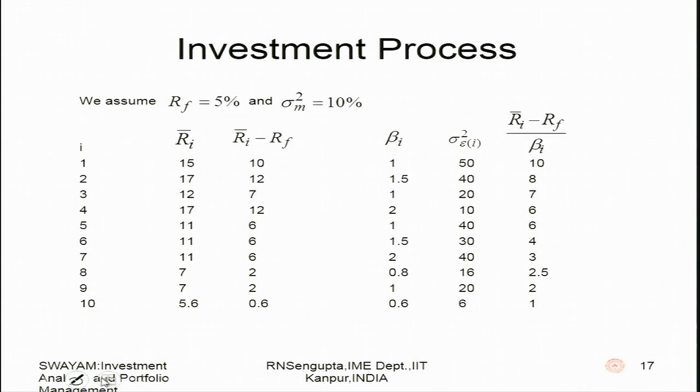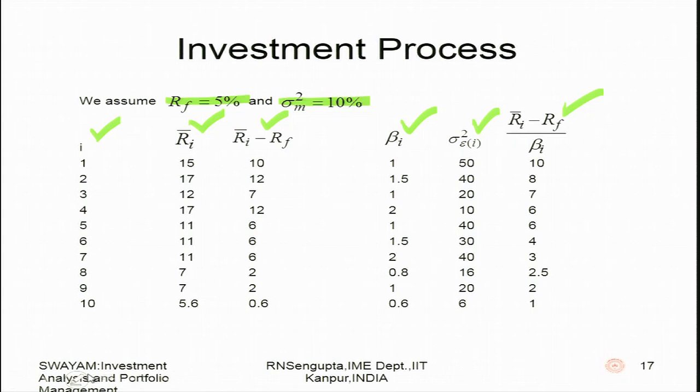I'll repeat, and sorry if I'm repeating it time and again. You have the risk-free interest rate 5%, sigma square m as the market risk as 10%. 5 and 10 are the important facts. Percentage, leave that. You have the index number I, the return RI, excess return RI minus RF, the value of beta, value of sigma, value of excess return. I kept mentioning them in the same breath, because they are exactly the same as what we have considered.